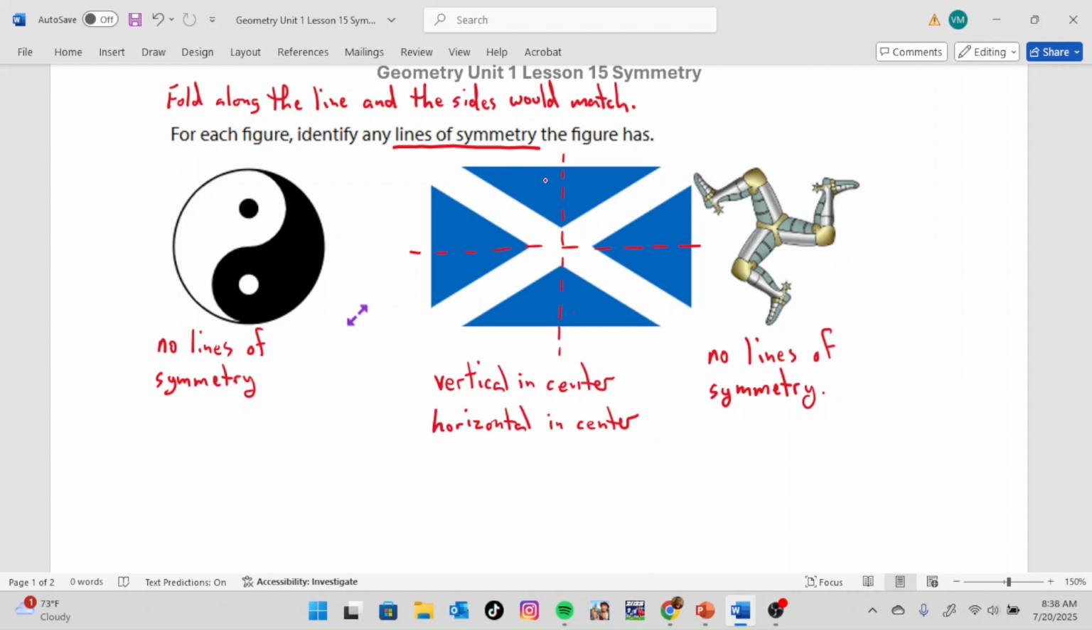So that's what we mean by line of symmetry, and this is kind of an important concept to understand in geometry because there are ways to solve problems in the future based off of this understanding of a line of symmetry.